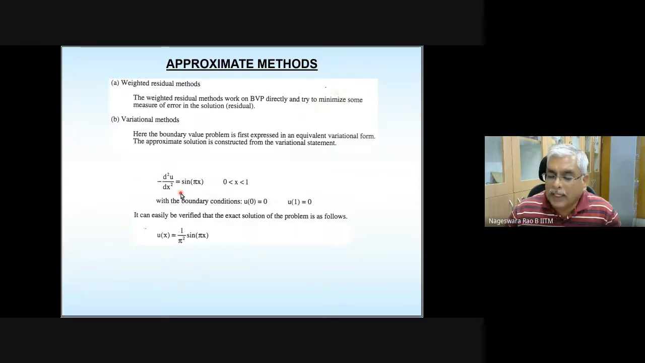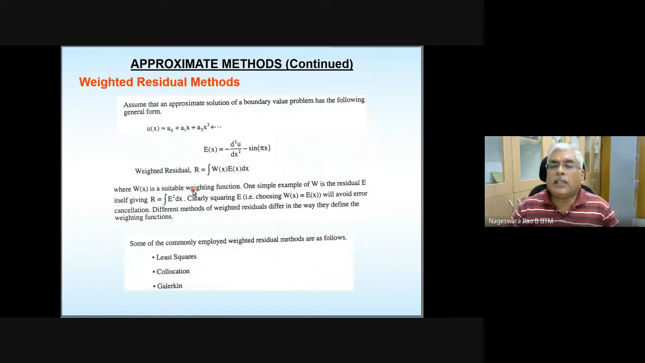Okay. So with that introduction, let me start. Now I'm seeking an approximate solution for this problem. So how do we proceed? This is how we are going to proceed. You can see here, the title is weighted residual methods, and now we are seeking an approximate solution. I'm going to find an approximate solution by assuming some polynomial. Assume an approximate solution of a boundary value problem has the following general form.